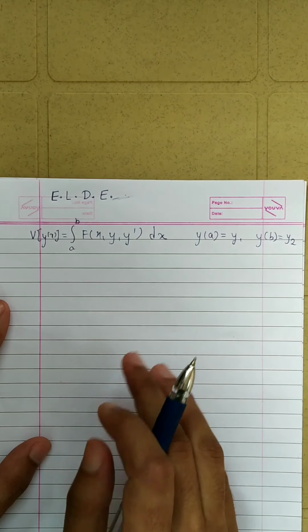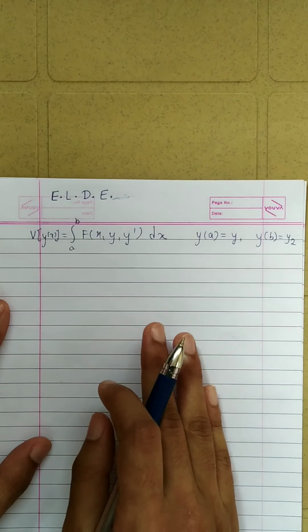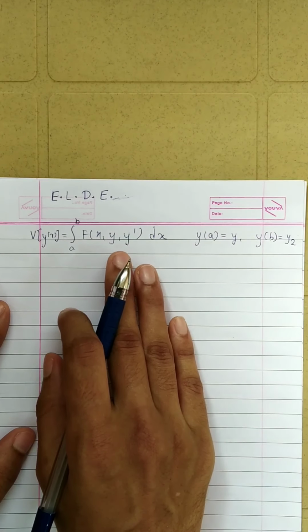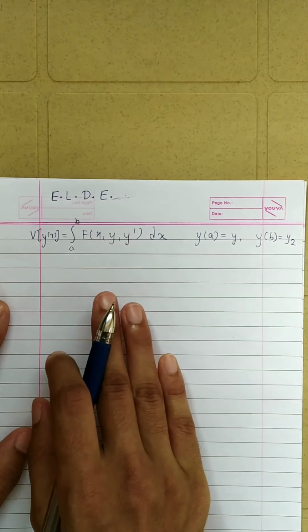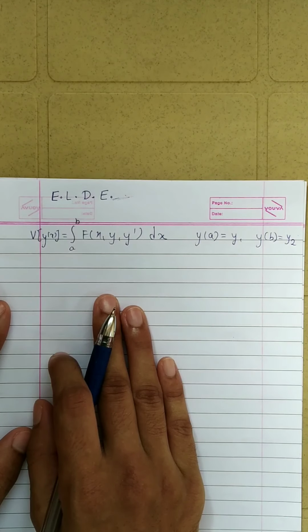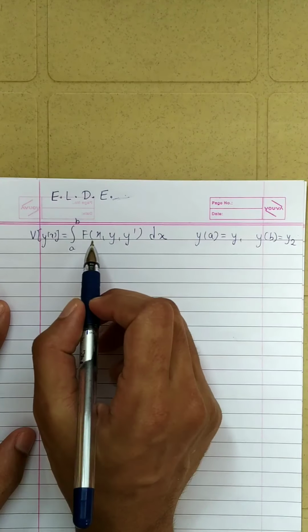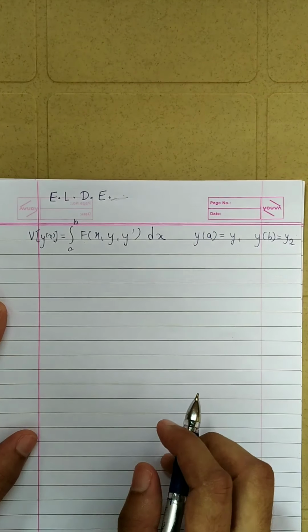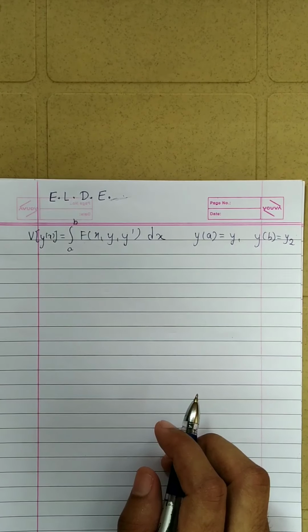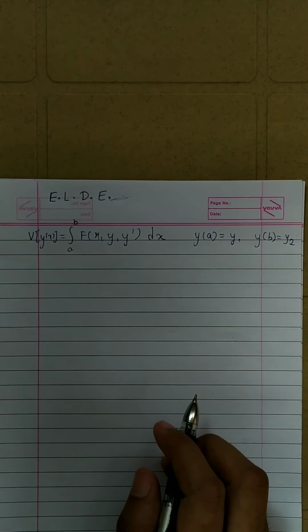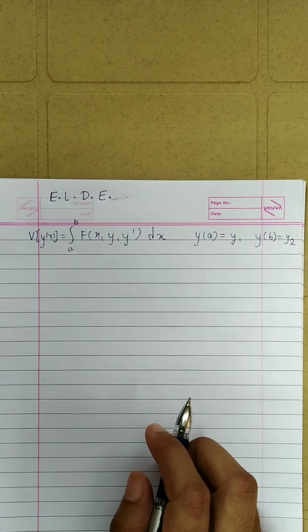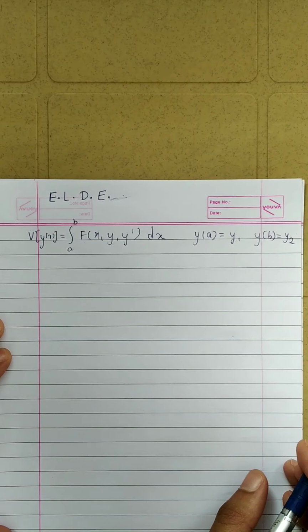So in order to find the extremal curves, if given a functional of this form, we find the Euler-Lagrange differential equation correspondingly, that means by using this capital F, and then we solve that Euler-Lagrange differential equation in order to obtain the extremal curves.